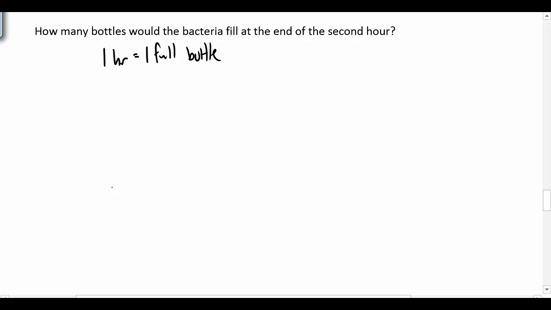So at 2 hours on the dot, you have one full bottle. At 2 hours and 1 minute, you have two. At 2 hours and 2 minutes, you have four. At 2 hours and 3 minutes, you have eight. So it's doubling every minute. So in 60 minutes, you'd have 2 to the 60.